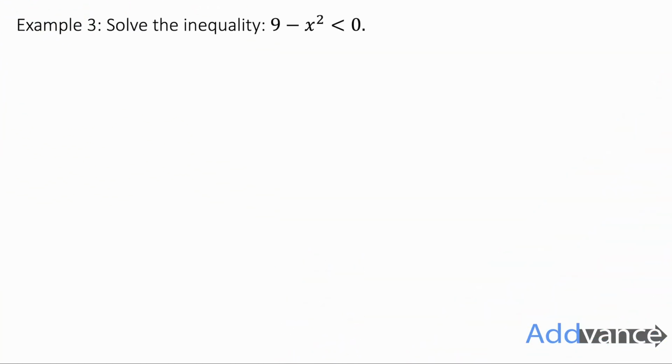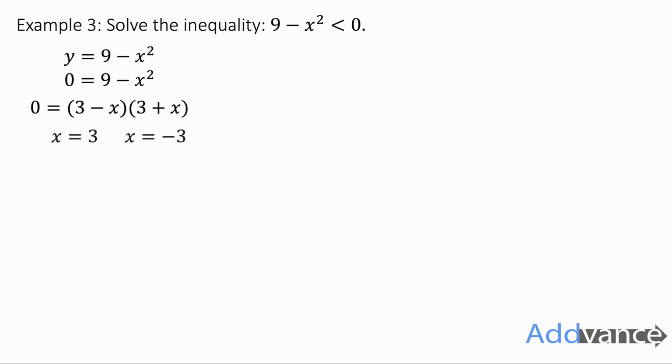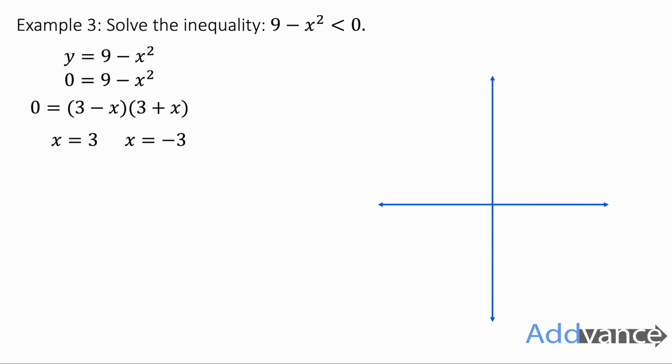I've got one final example I'd like to show you. We're going to solve the inequality 9 minus x squared is less than 0. So we're going to consider when it is equal to 0, and we're going to factorize the quadratic. We get 3 minus x, 3 plus x. This is difference of two squares. It's a special type of factorization, which you should be familiar with. So when x is equal to 3 or x is equal to minus 3, it is equal to 0.